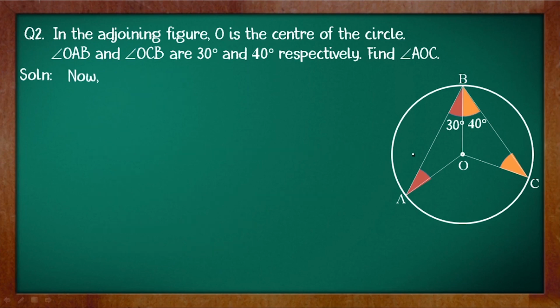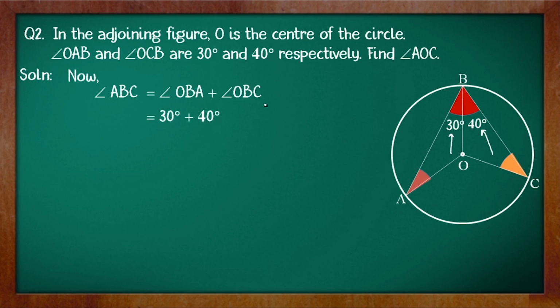Now we will find the measurement of the whole angle, that is ABC. It is clear from the diagram that this whole angle ABC is the sum of the two angles that we get here. So that will be angle OBA plus OBC, and the measurement of OBA is 30 and OBC is 40 degrees, so the total will be 70 degrees. So the measurement of angle ABC is 70 degrees.